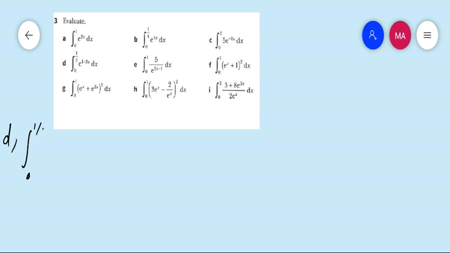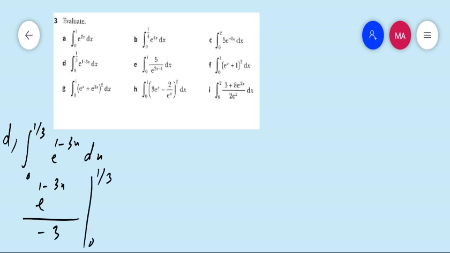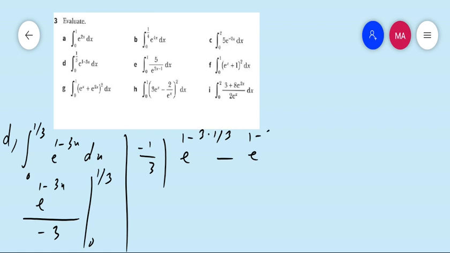Limit 0 to 1 upon 3, e^(1 minus 3x) dx. Again very easy integration, e^(1 minus 3x) upon the derivative of power, which is minus 3, limit 0 to 1 upon 3. Minus 1 upon 3, applying limit: e^(1 minus 3 into x), x is 1 upon 3, minus e^(1 minus 3 into x), x is 0.